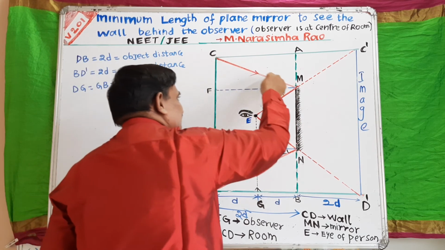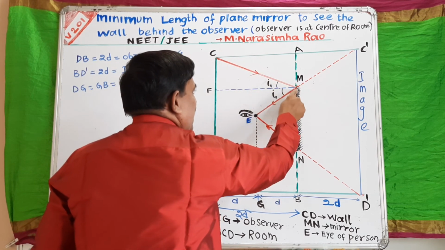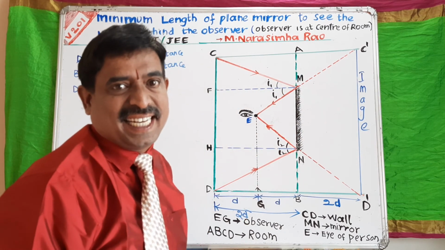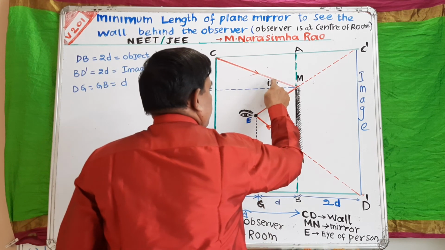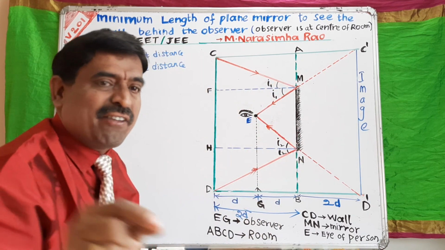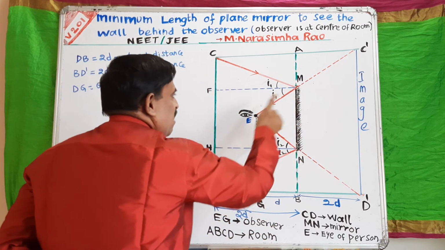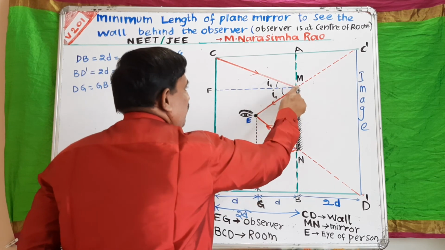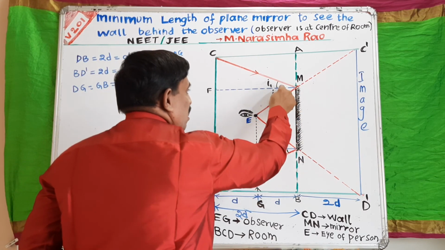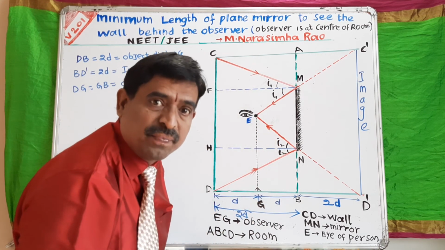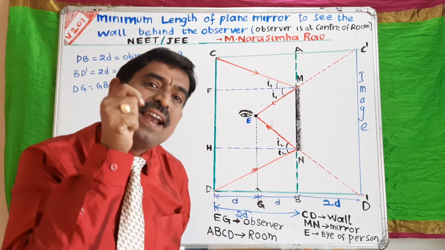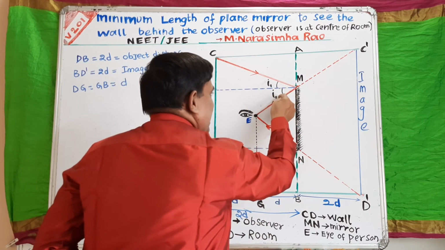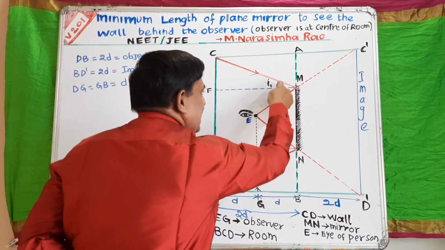This incident light ray is making an angle with the normal. This angle we are calling the angle of incidence, represented by I1. You know very well, this is the reflected light ray from the plane mirror. It makes an angle with the normal, which we call the angle of reflection. From the laws of reflection, angle of incidence is equal to angle of reflection. These two angles are equal.